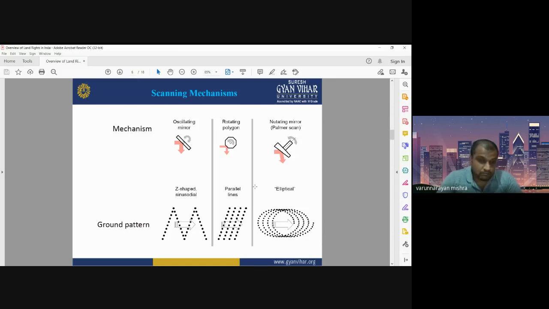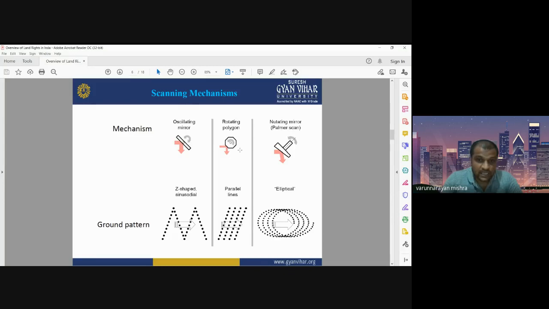Okay, so the mirror which is in the laser system scans the entire terrain in three different modes. Either it may have zigzag-shaped movement, or it may have parallel lines, or it may have elliptical lines. So how that platform or aircraft moves, in the same way the laser scanner rotates its mirror. Here you can see in figure 1, this is a mirror. The mirror is oscillating in this way.